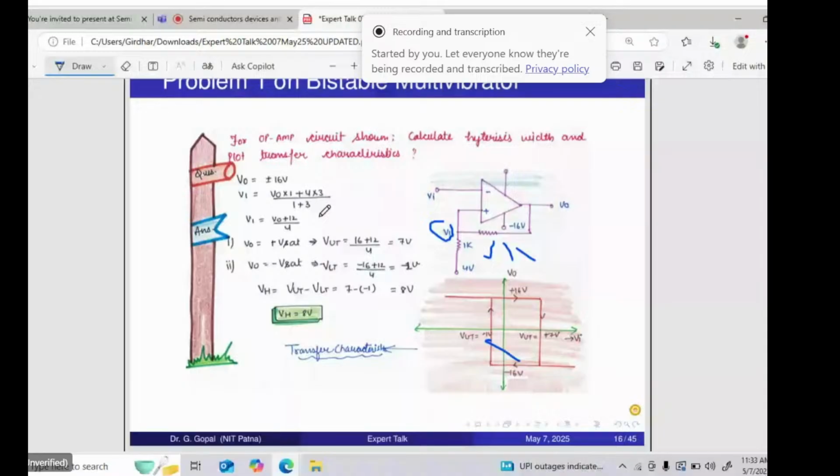We know the hysteresis characteristics of the bistable multivibrator. It is V0 versus Vi, and this point is the upper trigger point, this point is the lower trigger point, this point is plus Vsat, and this point is minus Vsat. Plus Vsat and minus Vsat are already given as plus 16 volts and minus 16 volts. Based on this expression you put the value 16 for plus Vsat and minus 16 for minus Vsat. Here you find 7 volts and minus 1 volt, and the difference of the upper trigger voltage and lower trigger voltage is the hysteresis width. So finally we come to 8 volts.